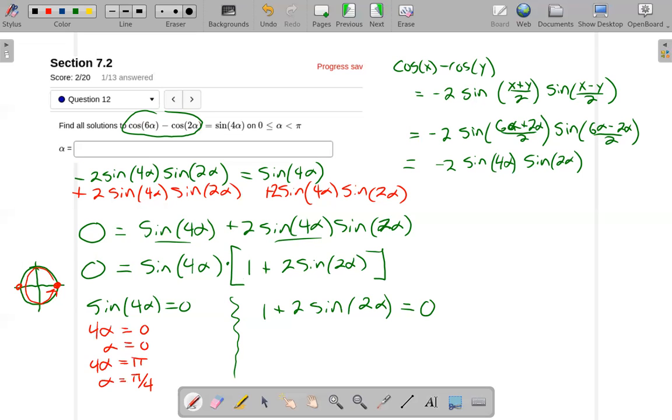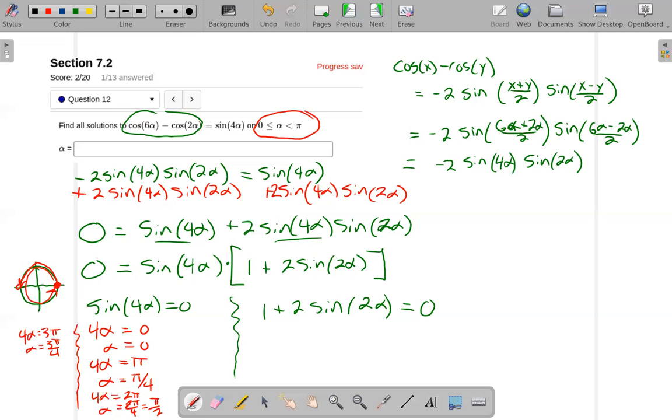Let's see if that works out. So if I said 4 alpha equals 2 pi, then alpha would be 2 pi over 4, which is pi over 2, which is still in the region that they asked about. Could I keep going on that side? So let's see, that's 2 pi. If I keep going around, 3 pi would be another one. And so alpha would be 3 pi over 4 is another solution.